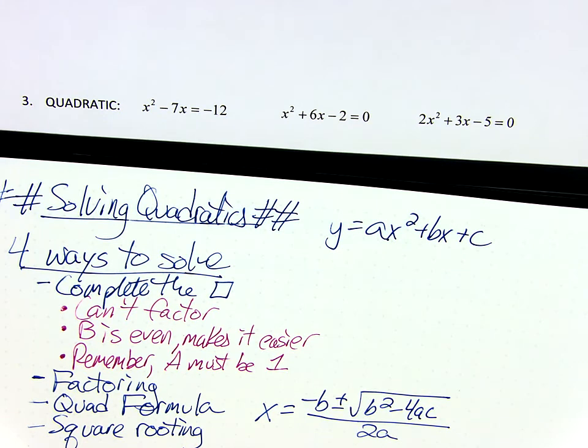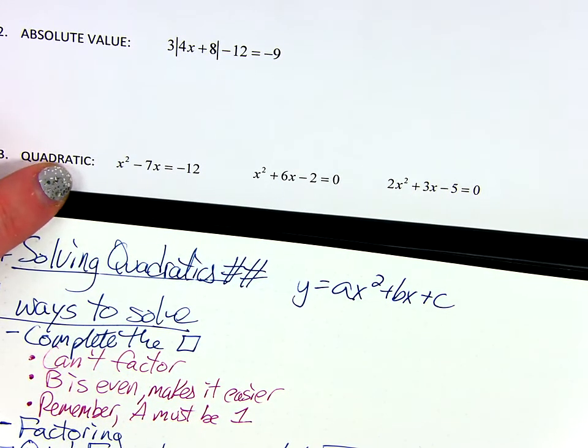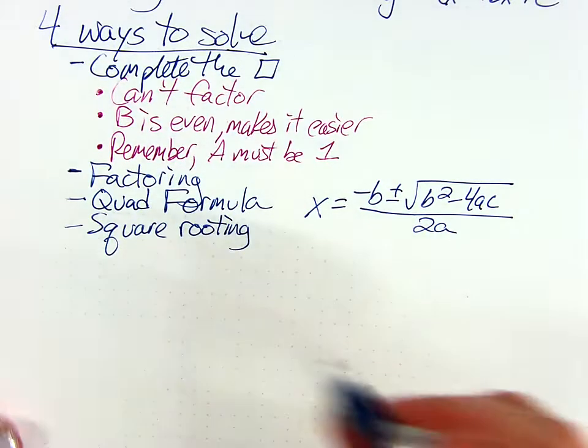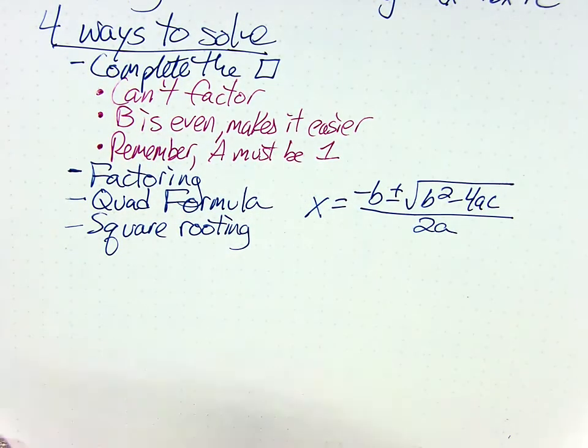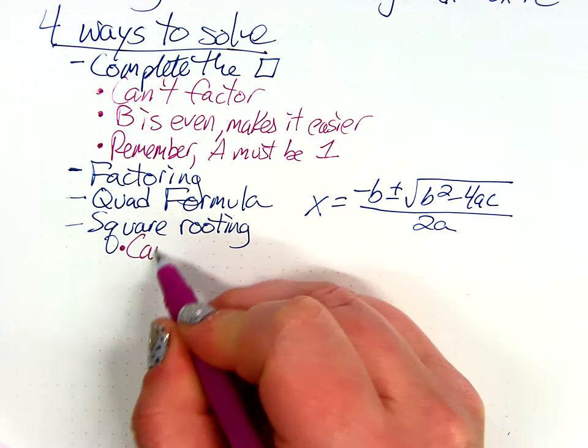So if I'm looking at the 3 examples that we have here, none of these could I solve by square rooting. So I'll give you one that you can. So square rooting, let's just note, cannot have a linear term.